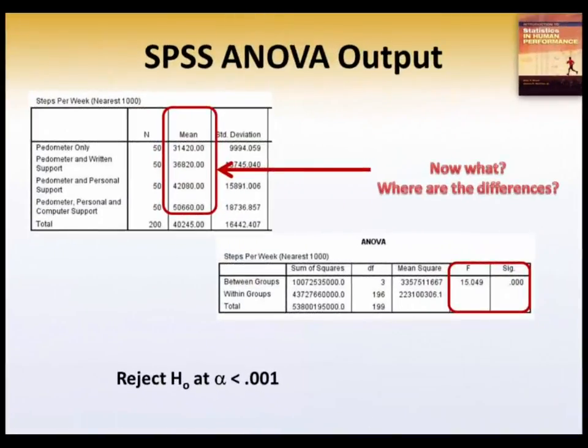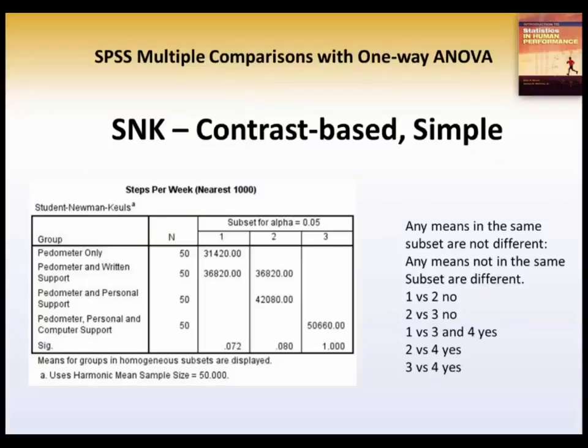Returning now briefly to our SPSS output, we found there was a significant difference. Where are these differences? In one sense, this is referred to as an omnibus test or overall test. We know there's something going on. Let's go find out where it's going on. In our case, we'll use the Student-Newman-Keuls method. Here are the results, and in just a moment we'll show you how to get these with SPSS.